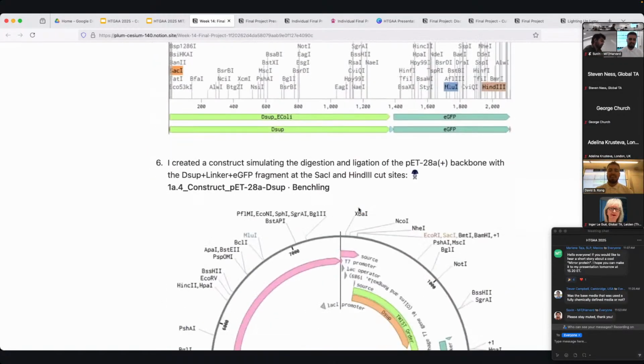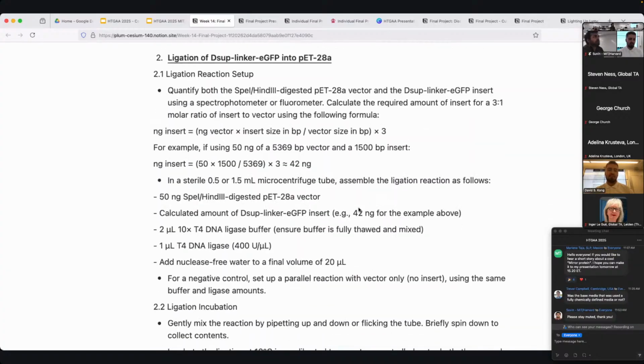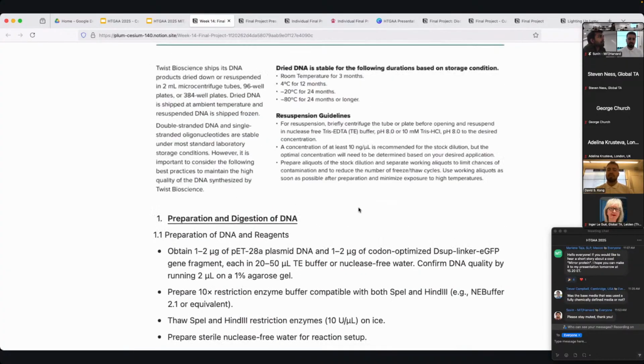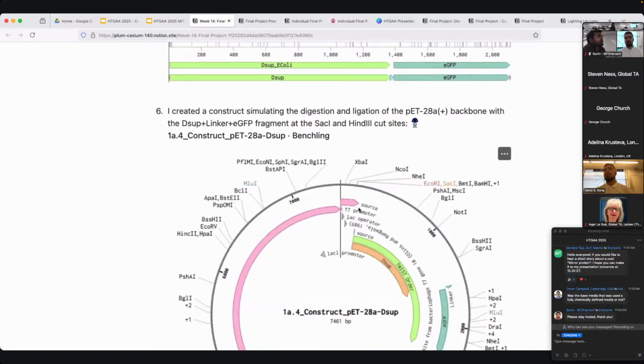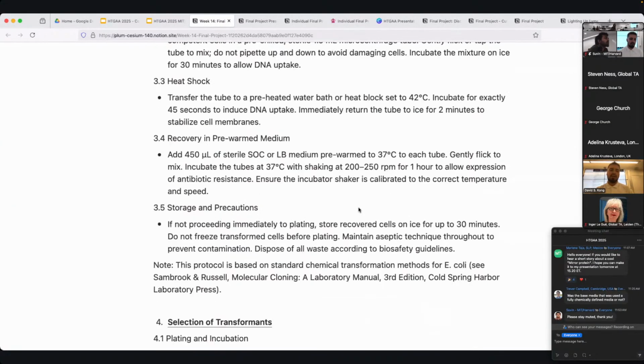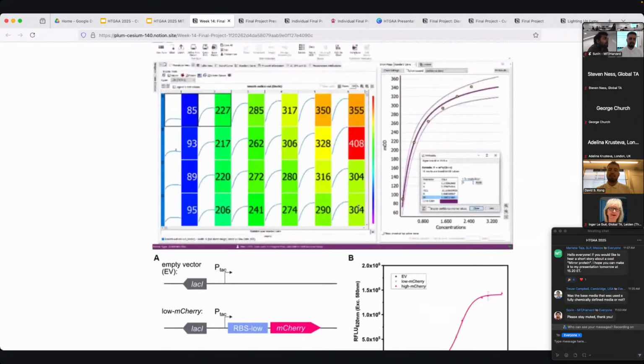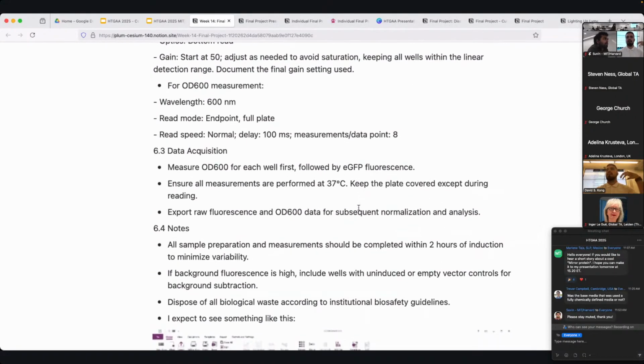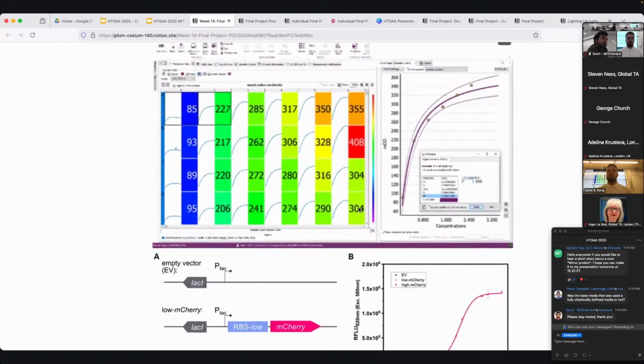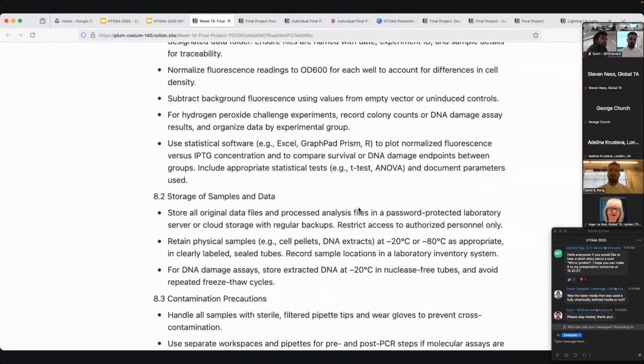But anyways, I have DNA designs and protocols for actually inserting the E. coli codon optimized version of it into the PET28A backbone. I have other designs for doing it in human work and then actually doing the induction and measuring on a plate reader how it responds.